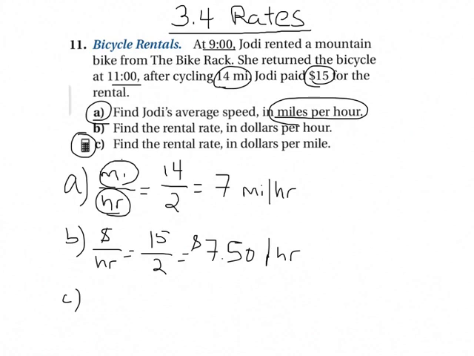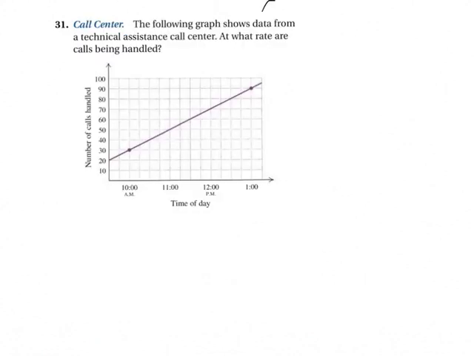And the third question has a little calculator icon next to it, meaning we're probably going to need our calculators for it. Her rental rate in dollars per mile, so we're going to take dollars and divide it by miles. It was $15 to rent the bike. She rode it for 14 miles. And when you do that division, it works out to be about $1.07 per mile.